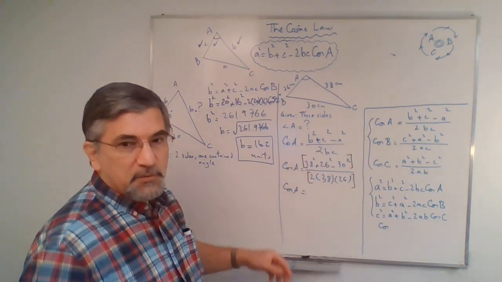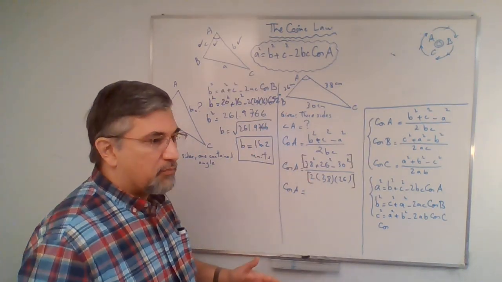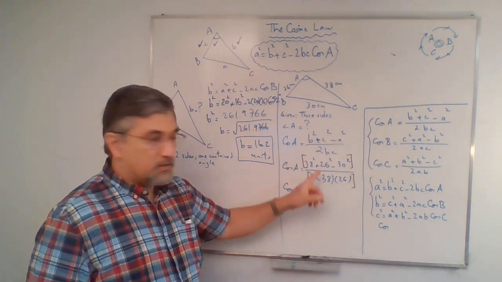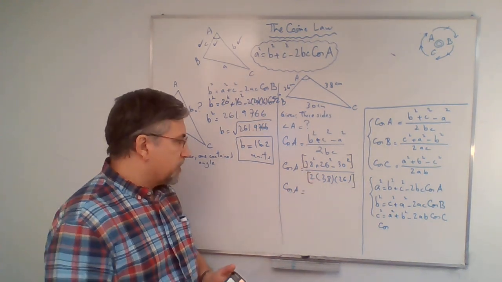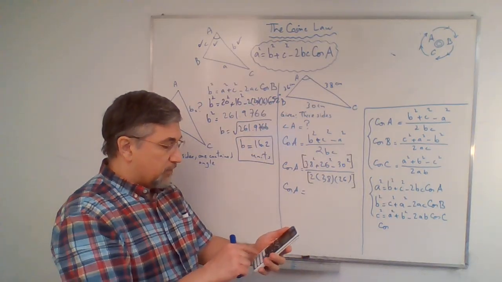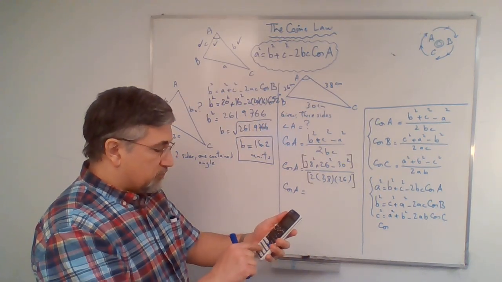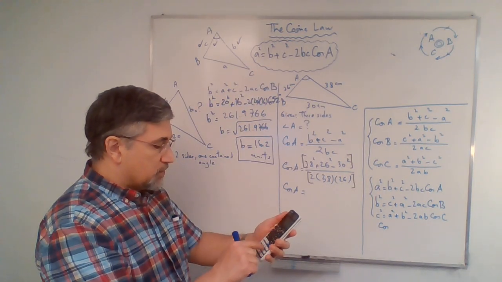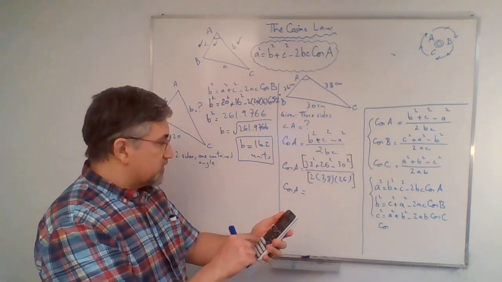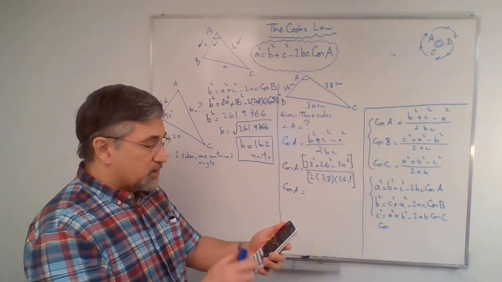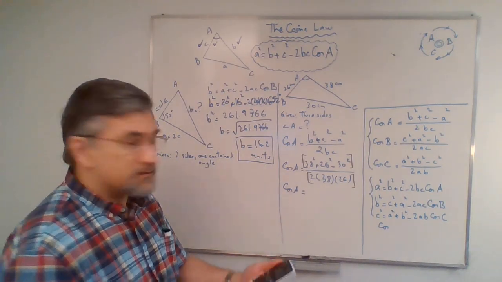We used to do this experiment in the class, and students would come up with like 12, 15 different answers for one simple calculation. So we're going to do that right now. 38 squared plus 26 squared minus 30 squared, the whole thing divided by 2 times 38 times 26. I'm dividing the whole numerator by the whole denominator, and I'm getting a decimal answer.